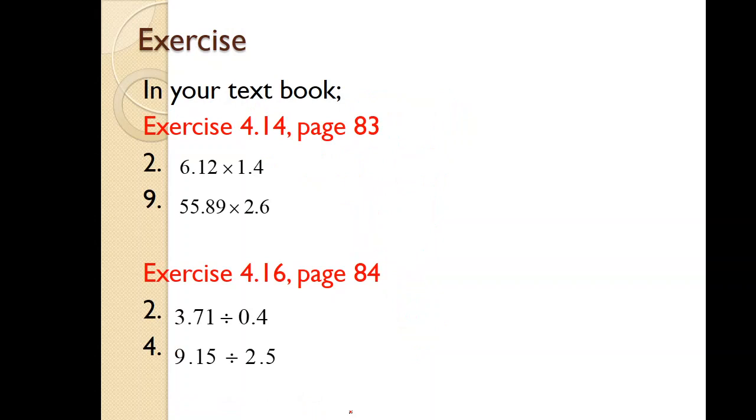Okay, here is your exercise. If you go in your textbook, to the exercise page, in this first exercise I just want you to do number 2 and 9, only number 2 and 9, where you are multiplying decimal numbers. And then the second one, I want you to do 2 and 4. Here we are dividing decimal numbers by decimal numbers.